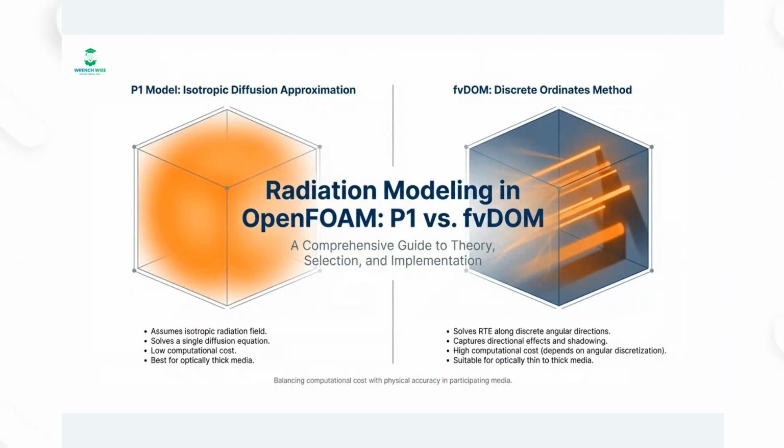So now I want to cover how we can model radiation in OpenFOAM. In OpenFOAM, when you decide to simulate participating media like fire or smoke, you generally have 2 workhorse models. There is the P1 model and there is the FVDOM model. Think of this as a choice between a floodlight and a laser essentially. On the left, we have the P1 model. This is an isotropic diffusion approximation.